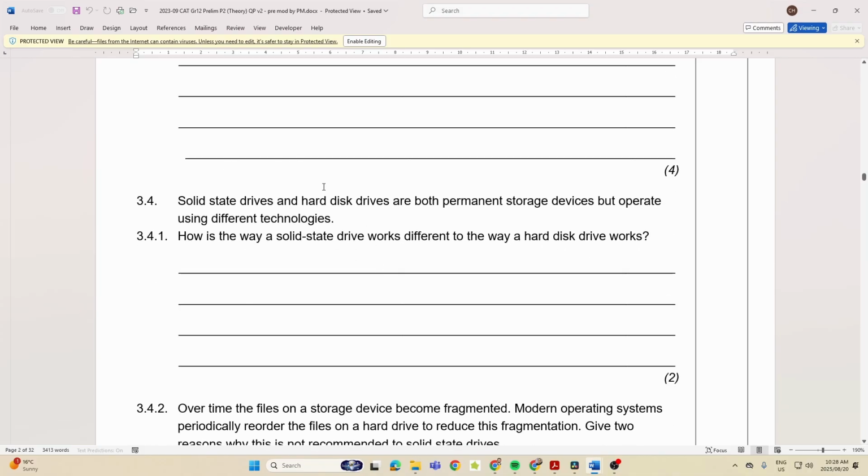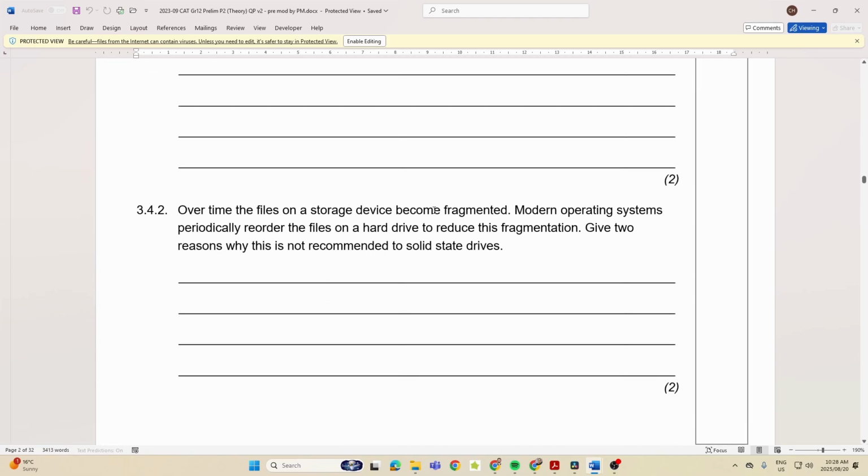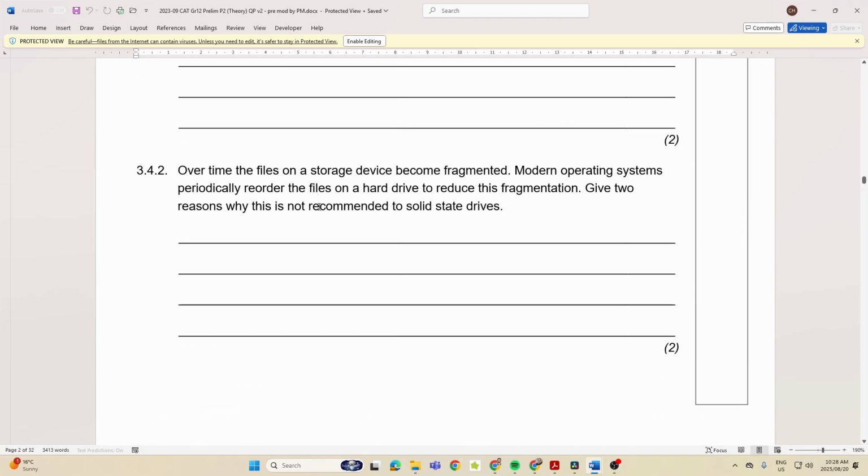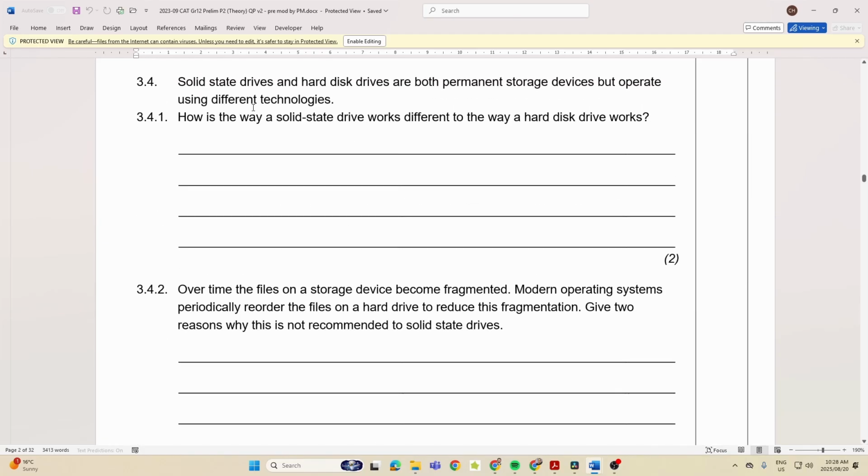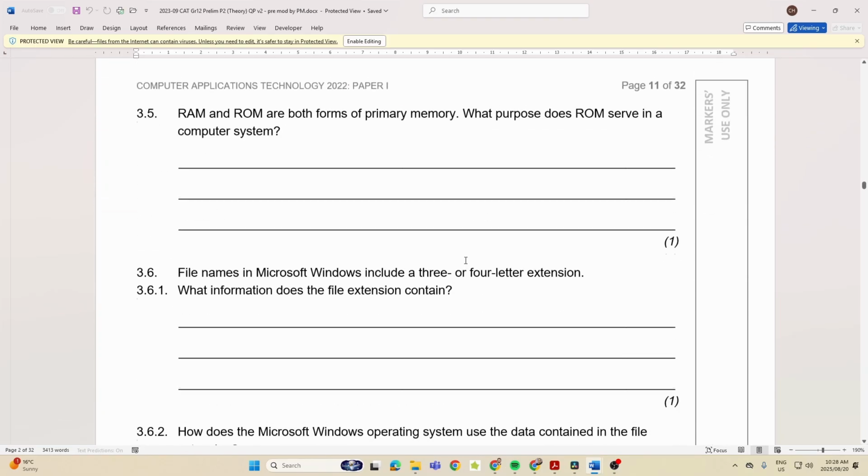Solid state drives and hard drives. You see, again, the difference between the two. Difference between your SSD and traditional hard drive. Then disk defragmentation. Modern operating systems periodically reorder the files on the hard drive to reduce this fragmentation. Give 2 reasons why it is not recommended on solid state drives. Okay, so can you see they've just changed a question there as well, but they're still asking you how the SSD is different from the traditional hard drive.